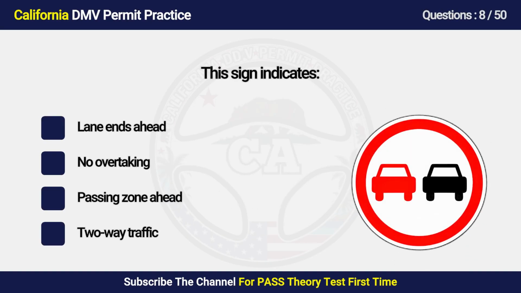A. Lane ends ahead. B. No overtaking. C. Passing zone ahead. D. Two-way traffic.